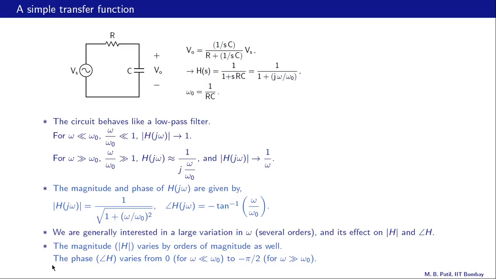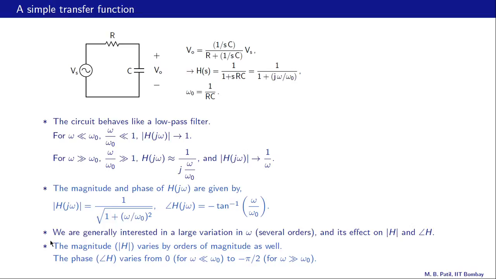On the other hand, the phase, that is angle of H, varies in a limited range. Let us look at this example. We have angle H given by minus tan inverse omega by omega 0. If omega is much smaller than omega 0, then this number is close to 0, and then the angle H is about 0 degrees or 0 radians. What if omega is much larger than omega 0? Then omega by omega 0 is a large number, and in the limiting case it could be infinity, and then the angle will tend to minus 90 degrees or minus pi by 2.